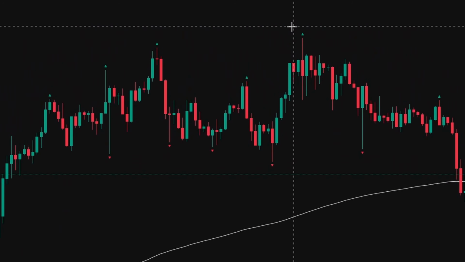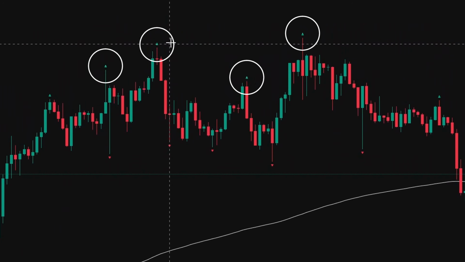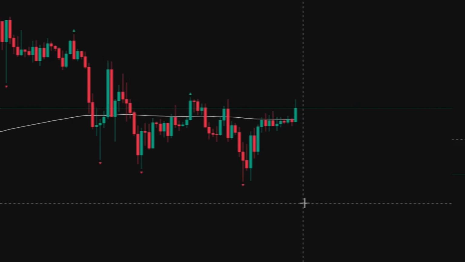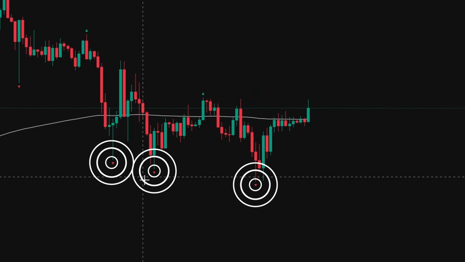How does this work? Add the 200 EMA to define the trend. If price is above the 200 EMA, focus on top fractals for buying opportunities. If price is below the 200 EMA, focus on bottom fractals for selling opportunities.